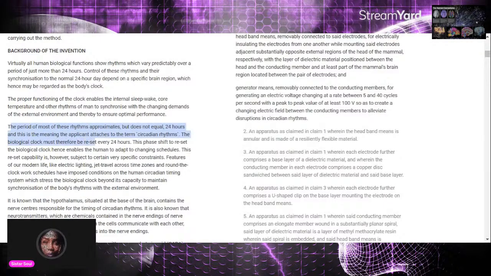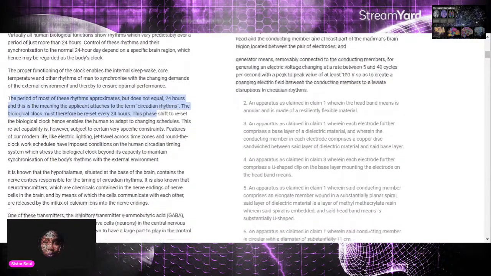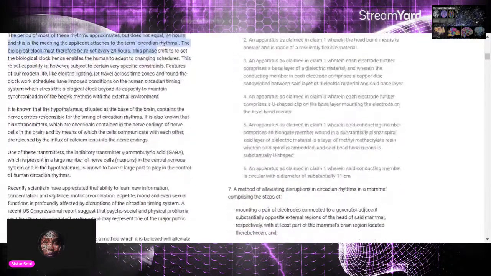The period of most of these rhythms approximates, but does not equal, 24 hours, and this is the meaning that applies to the term circadian rhythm. Okay, we did read that. Let me go down. I get talking, I get distracted.